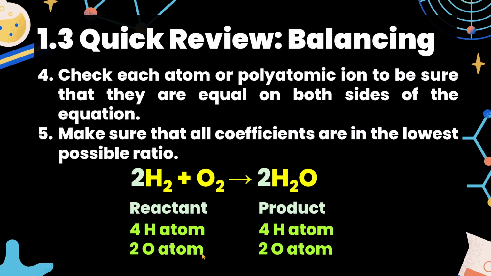So now, make sure, check each atom or polyatomic ion to be sure that they are equal on both sides of the equation. We have checked them already and they are equal. And make sure that all coefficients are in the lowest possible ratio. So the ratio of all the coefficients here is 2:1:2. So that's the lowest possible ratio already. And therefore, this is the balanced chemical reaction for hydrogen gas and oxygen gas combining to form water.